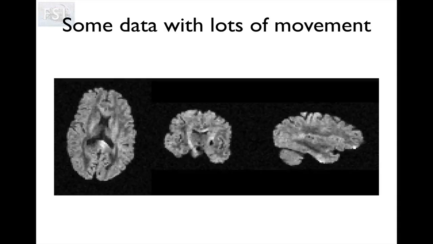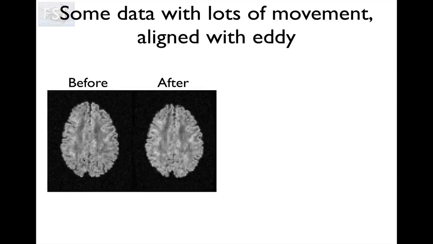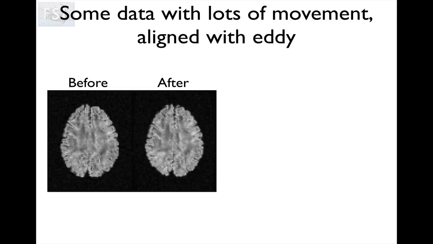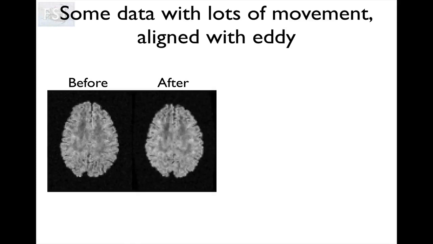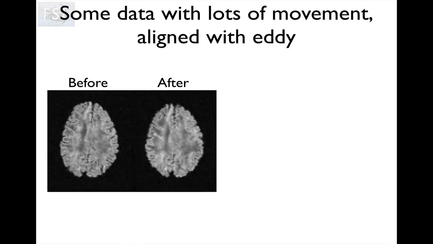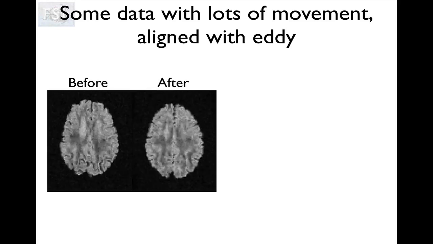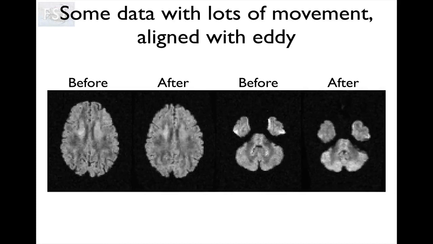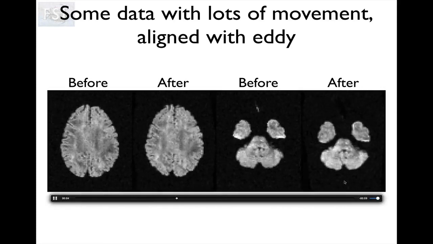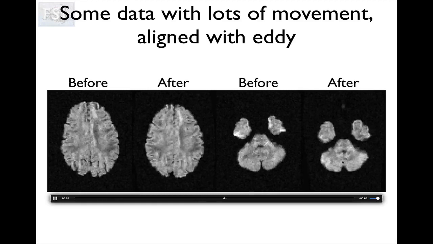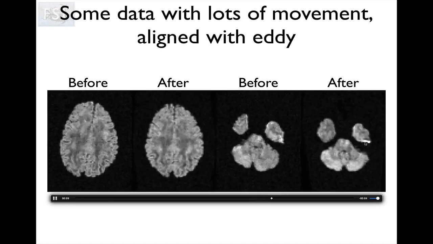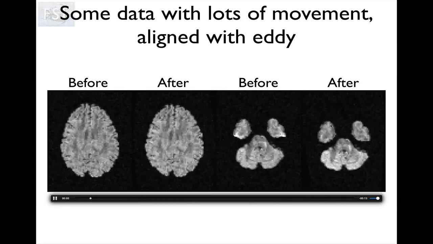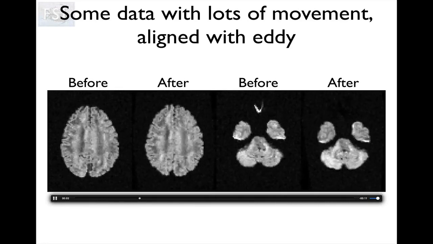So what can Eddy do with this? Well, on the left hand side you see a slice quite high up before and after motion correction using Eddy. And you can see it looks like Eddy's done a reasonably good job. But if we then go to a lower slice, and now I want you to look at the after picture here. It starts out looking all right, the after, but there you see, and there, oh, look at that. So clearly there are things going on here that Eddy is not able to correct for.